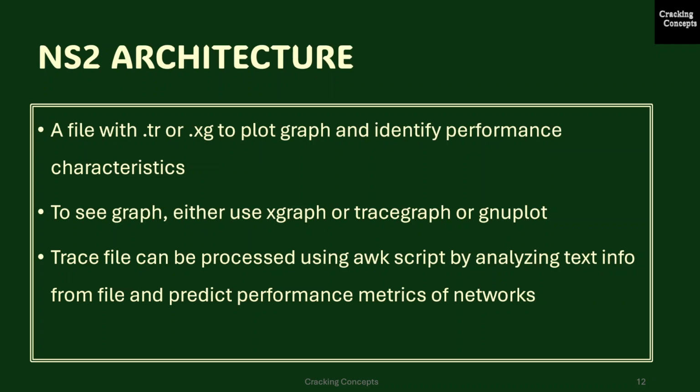There are two output files, a file with .nam as extension to show the animation and a file with .tr or .xg or any other as specified to plot the graph and to identify the performance characteristics. To see the graph, we can use xgraph or trace graph or GNU plot. The trace file can also be processed using AWK script by analyzing the text information from the file and by predicting the performance of the network.